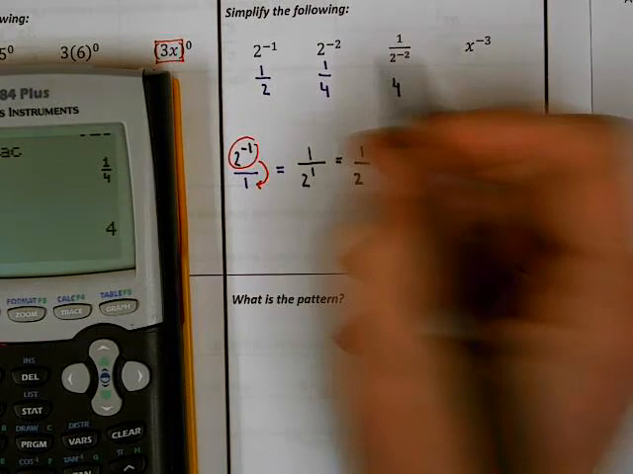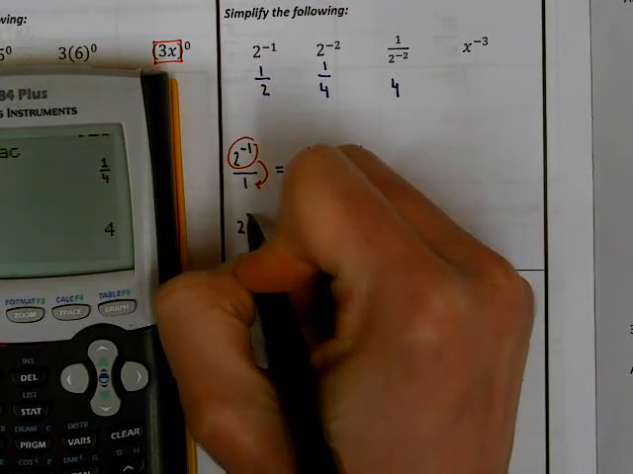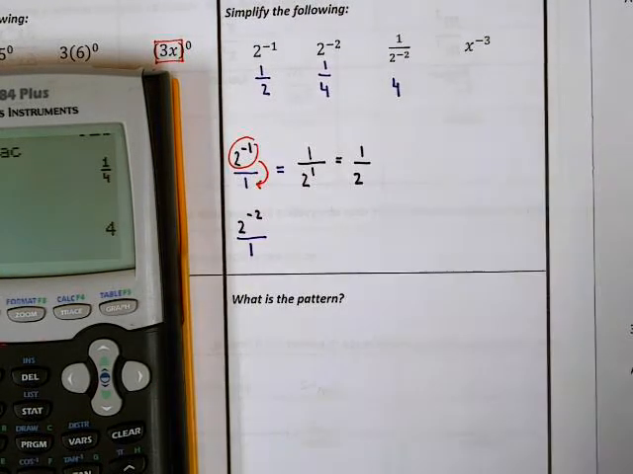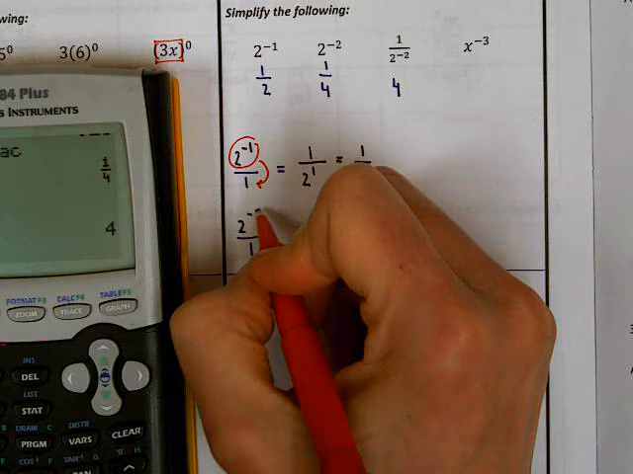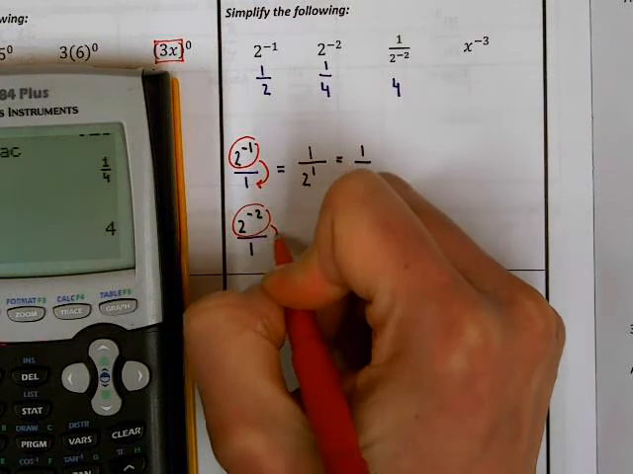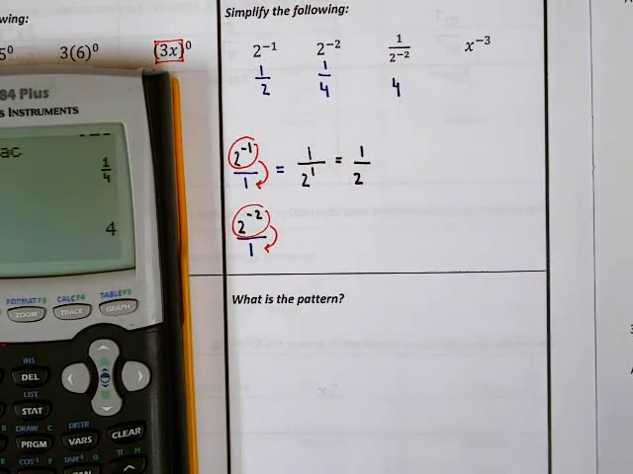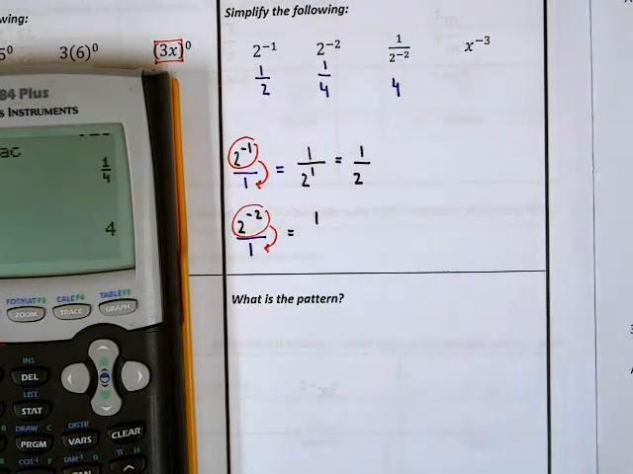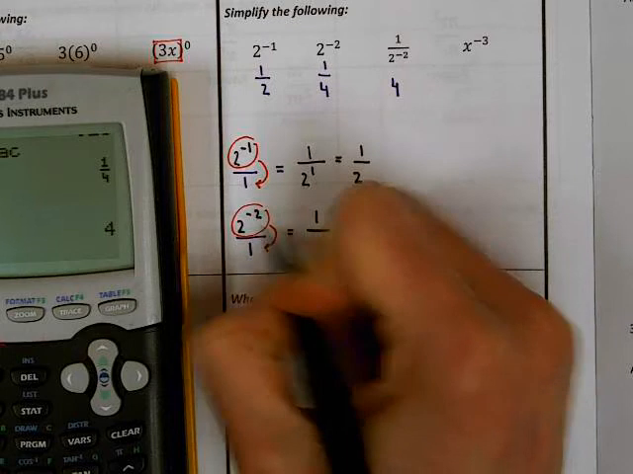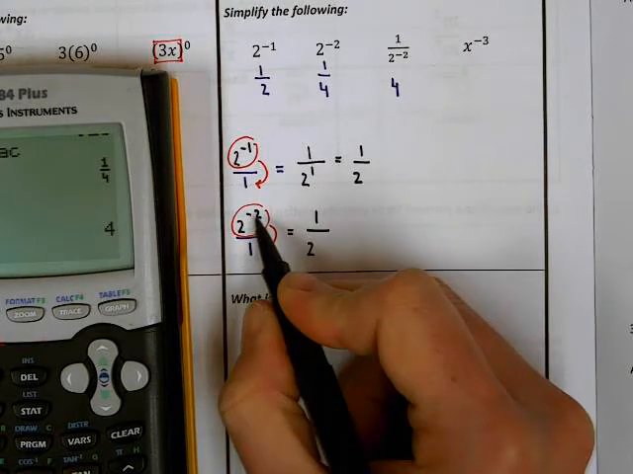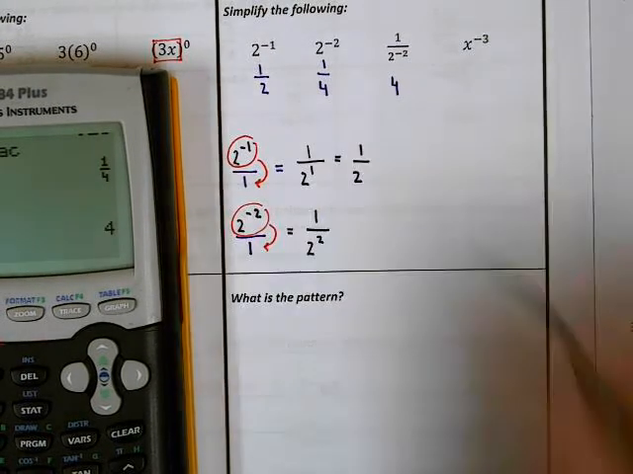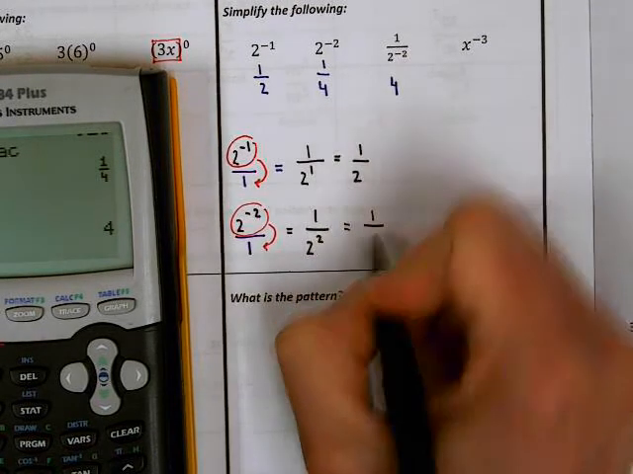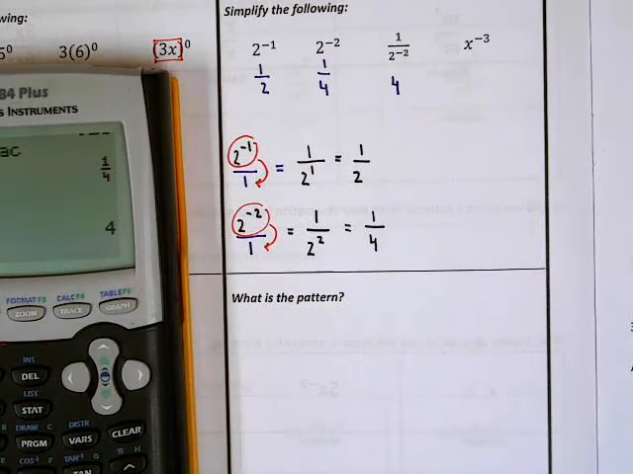So if we think about it the same way for my second one, we had 2 to the negative 2. We can make that a fraction by putting that over 1. Again, if I take this power and move it down, my exponent is going to become positive. When I move that down, I'm left with 1 on top. My power is going to have a base of 2, but my exponent is going to become positive when I move it. And if I simplify that, 2 squared is 2 times 2, which is 4.